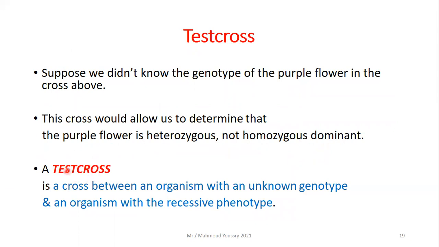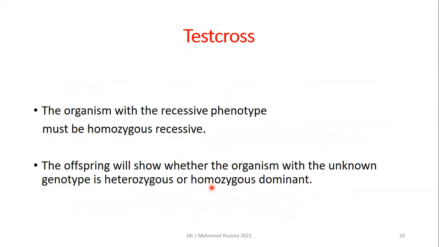So what is a test cross again? A test cross is a cross between an organism with an unknown genotype and an organism with the recessive phenotype. Why recessive phenotypes? Because the recessive phenotype is always homozygous recessive, so we already know the genotype of this one. The organism with the recessive phenotype must be homozygous recessive for the trait to appear. The offspring will show whether the organism with the unknown genotype is heterozygous or homozygous dominant.